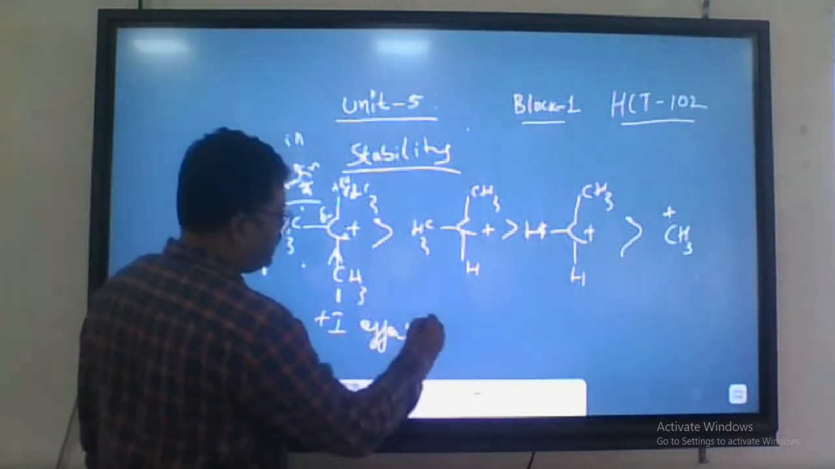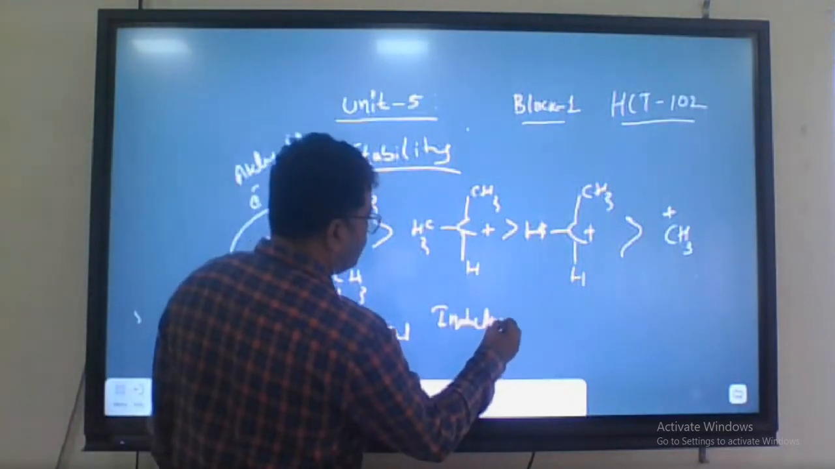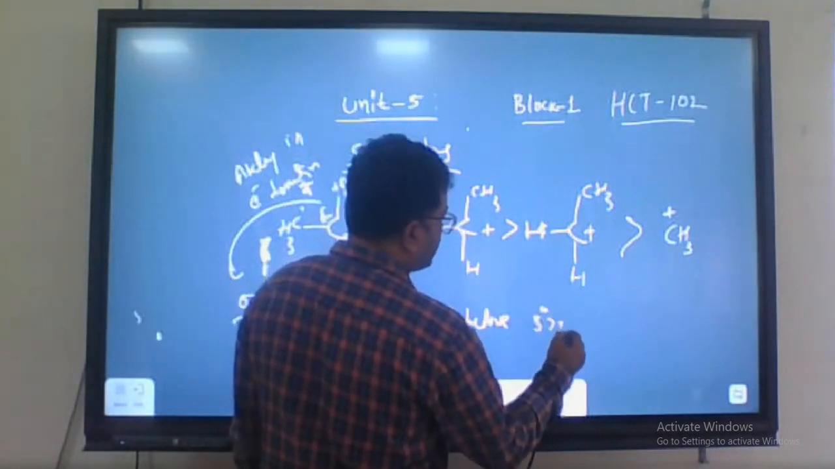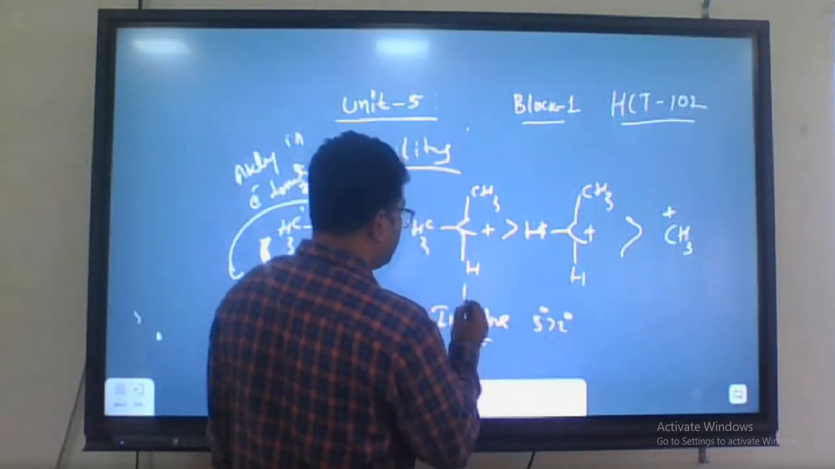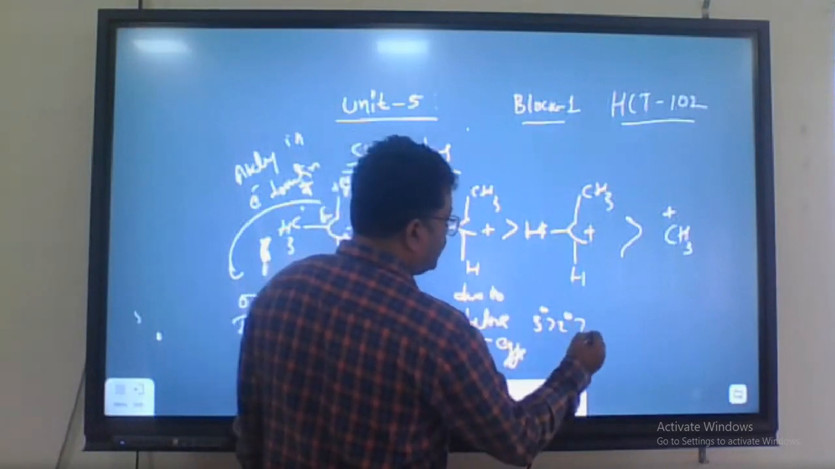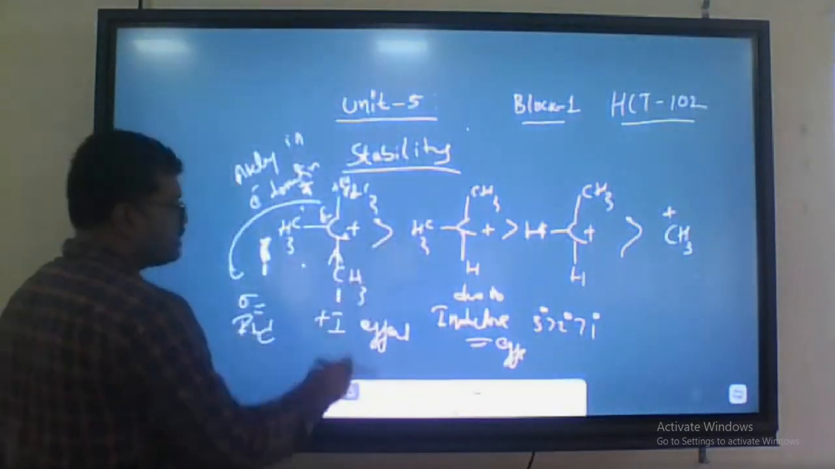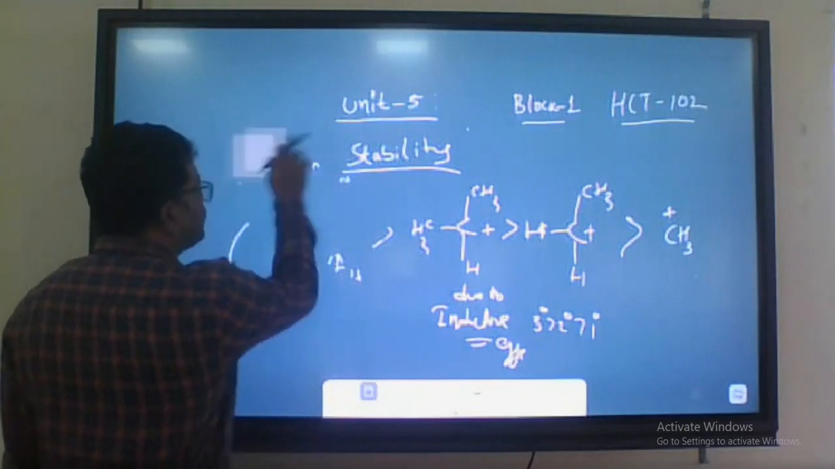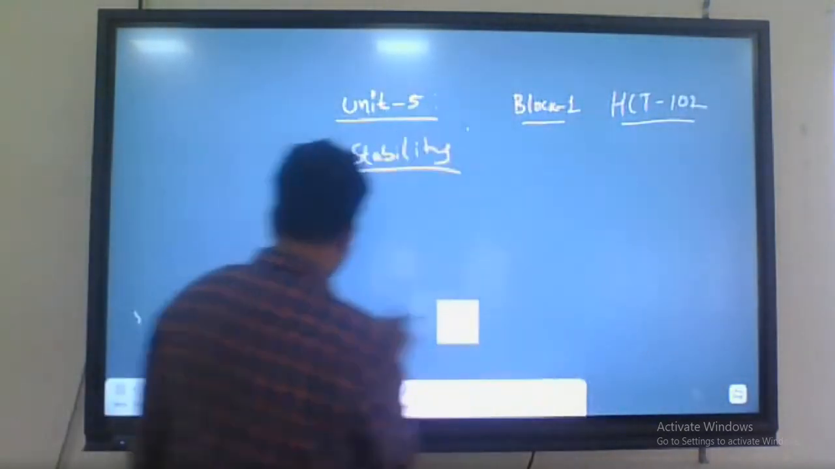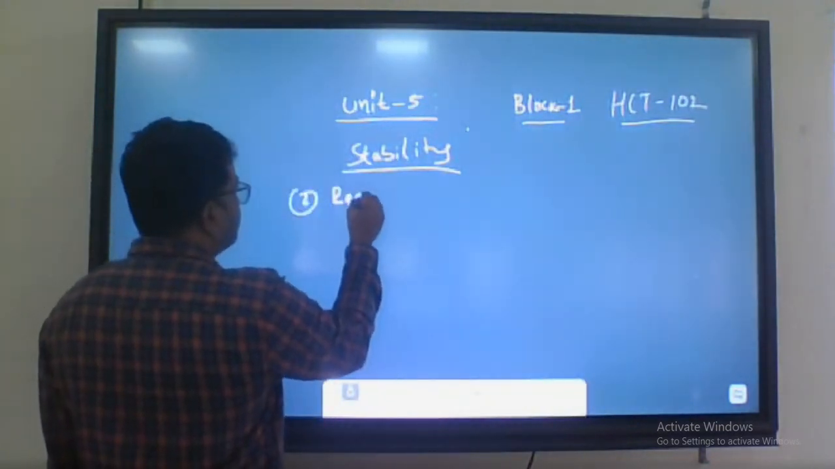Due to inductive effect, this tertiary is more stable than secondary, and then primary. So that is the carbocation stability by the inductive effect. Next, the second one, resonance.